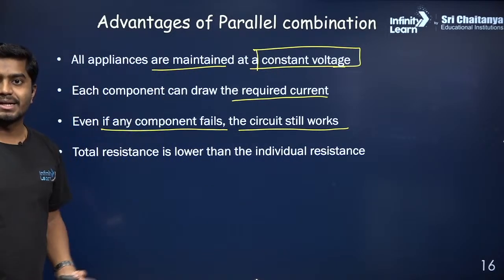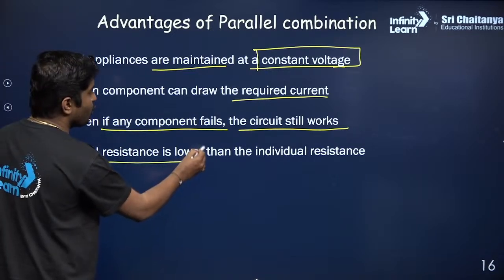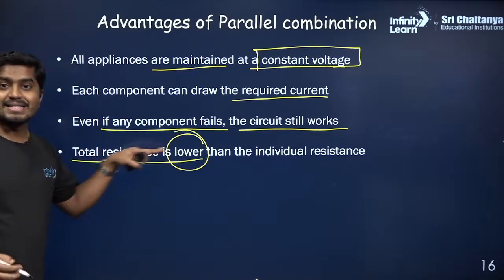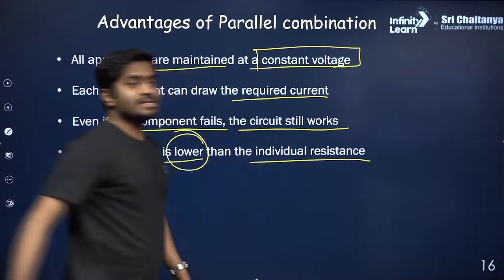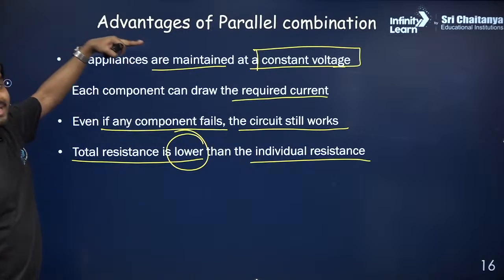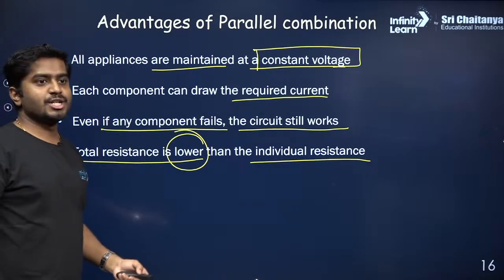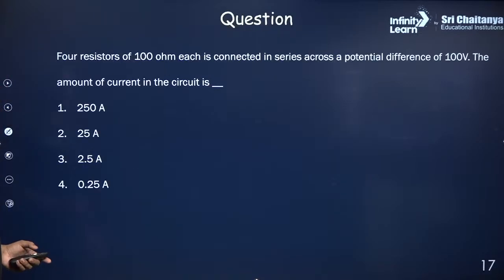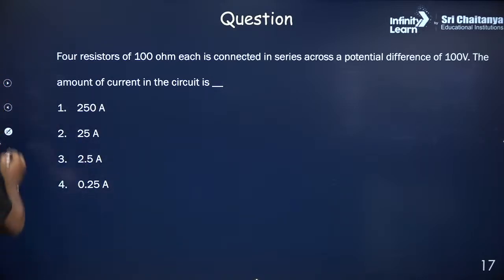And the third one, if any component fails, the circuit still works. The circuit doesn't have to break. Fourth one, the total resistance is lower. The equivalent resistance in parallel combination is lower than individual resistances. All these are advantages of parallel combination over the series combination. Okay, so now let's solve a couple more questions, then we'll solve the previous year questions. Solve this fast.